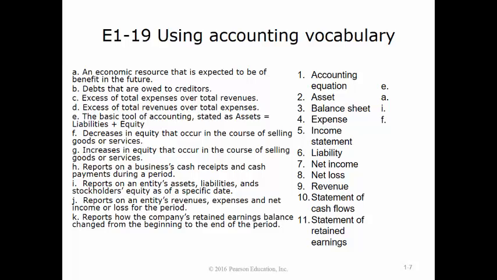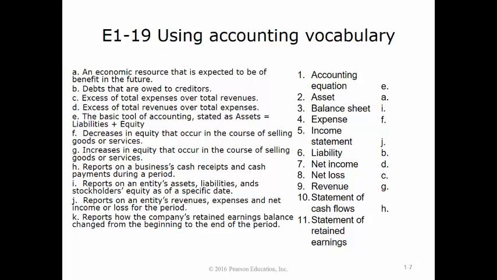Expense are decreases in equity that occur in the course of selling goods or services. Income statement reports on an entity's revenues, expenses, and net income or loss for the period. Liability are the debts that are owed to creditors. Net income is the excess of total revenues over total expenses. Net loss is the excess of total expenses over total revenues. Revenue is increases in equity that occur in the course of selling goods or services.